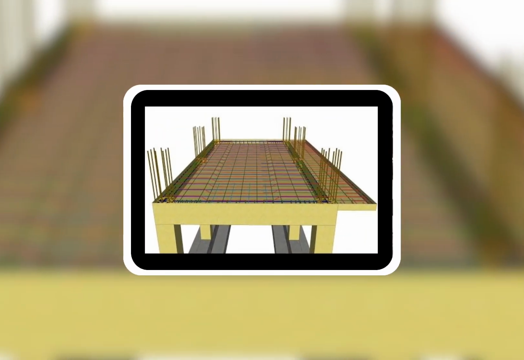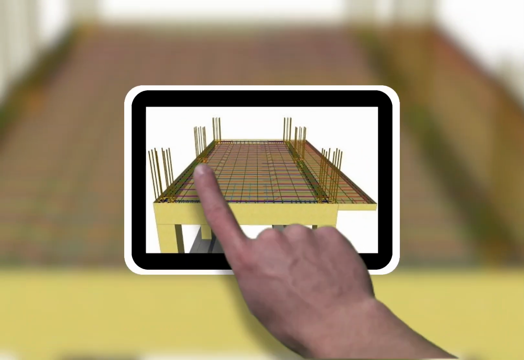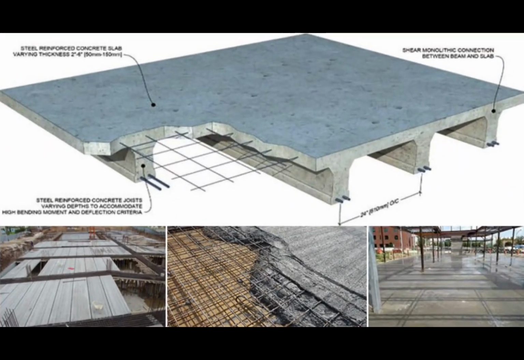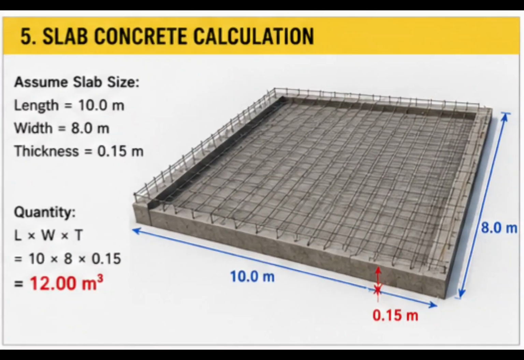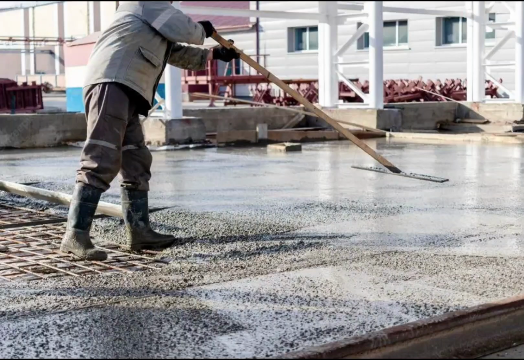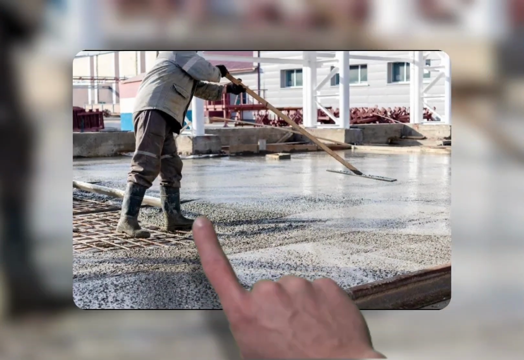Now let's look at the slab. Assume the slab dimensions are: length equals 10 meters. Width equals 8 meters. Thickness equals 0.15 meters. The calculation is 10 times 8 times 0.15 equals 12 cubic meters. Therefore, the slab requires 12 cubic meters of concrete.